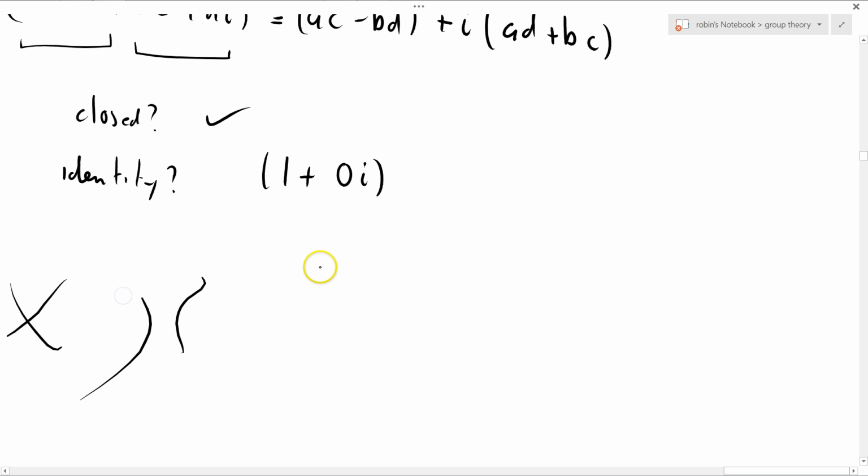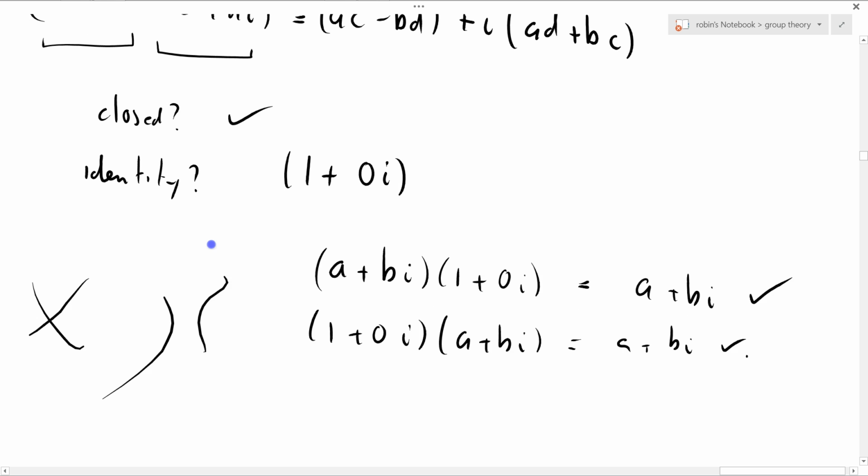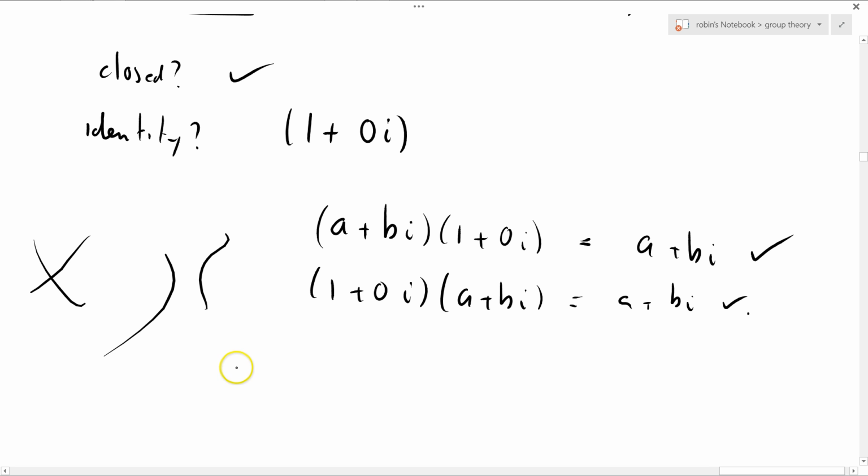Let's just verify that. a plus bi times 1 plus 0i. You just go through the motions, and it's a plus bi, so that works. And it's also a right identity as well. Also a left identity, I'm sorry. 1 plus 0i times a plus bi equals a plus bi, simply by going through this definition here.